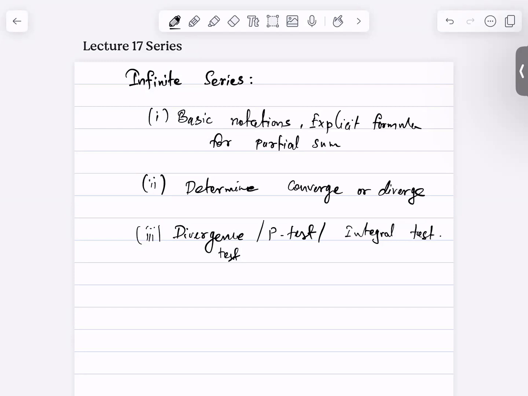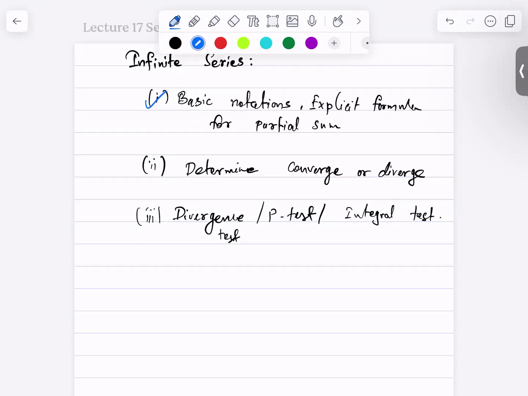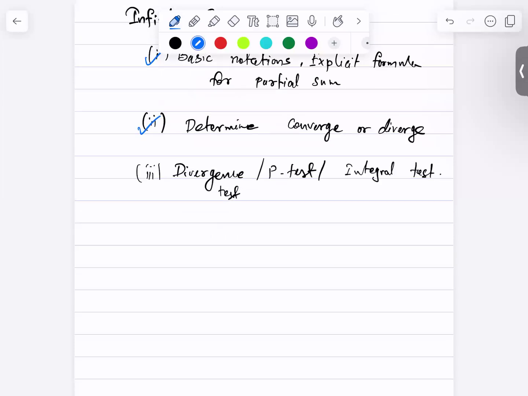So we'll mainly talk about these three aspects of series. The first one is basic notation, and how to find explicit formulas for partial sums in certain cases. The second thing is how to determine whether a series is convergent or divergent. And the third thing is some basic tests to say whether a series is converging or not.